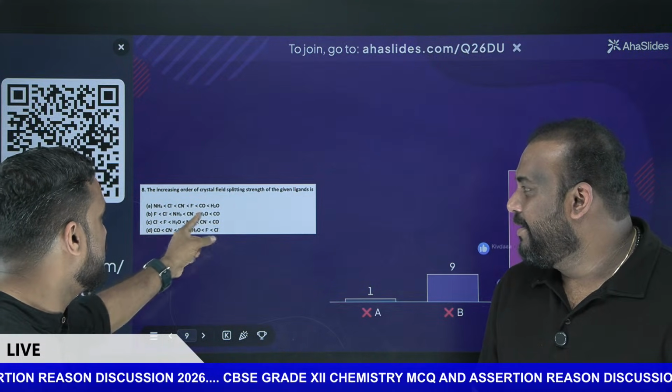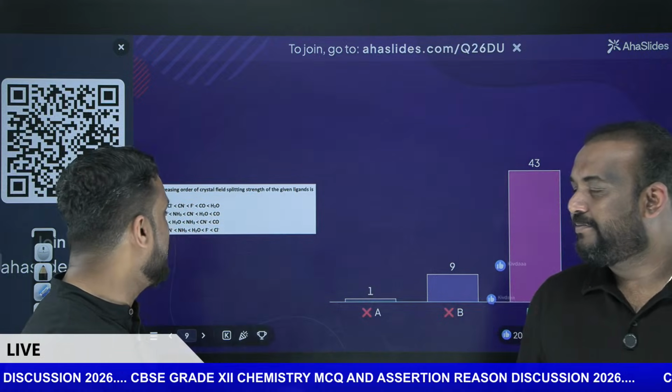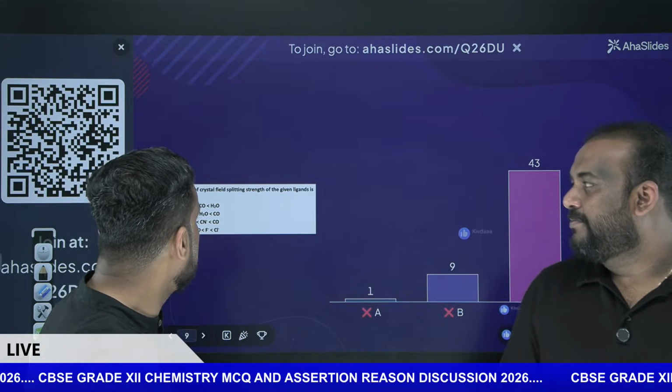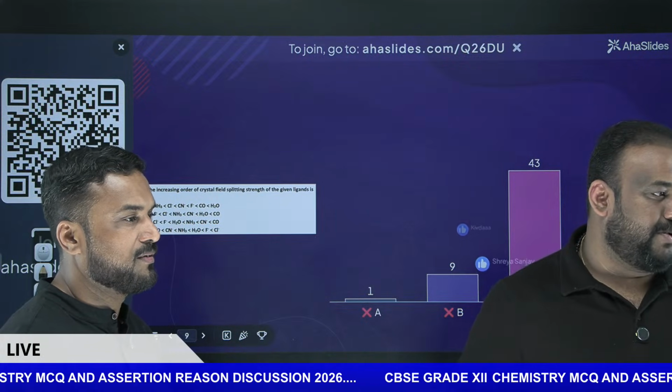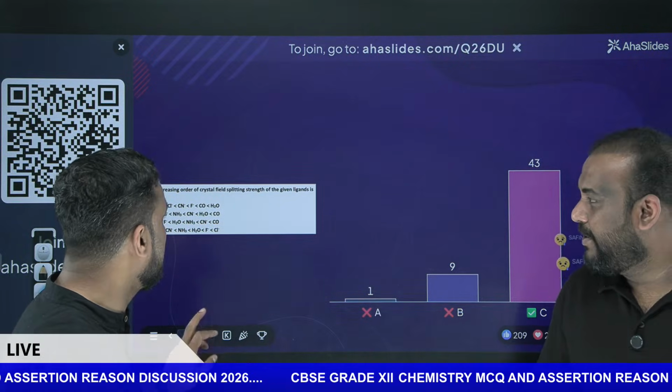That is why an H2O came over here. So the correct answer is C, because H2O is a comparatively weak ligand. Carbon and nitrogen containing donor atoms are stronger ligands. So we will go to the ninth question.